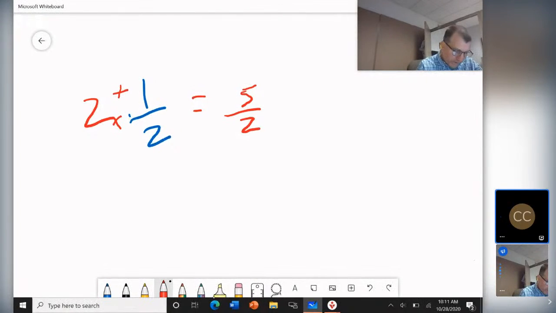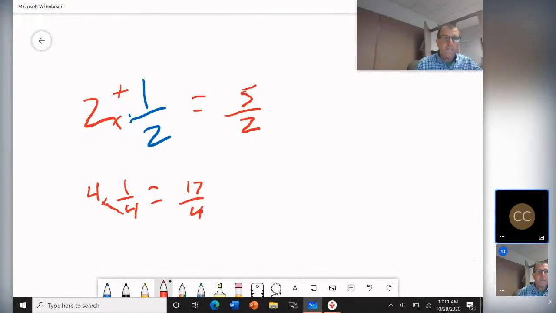So let's do another one. So if we have, let's say 4 and 1/4, we multiply the 4 times the 4. That's going to be 16 plus 1 is 17. And these are equal. We're just converting the mixed number. And how we do that, you multiply the denominator times the whole number and add the top number. So it's multiply and add.